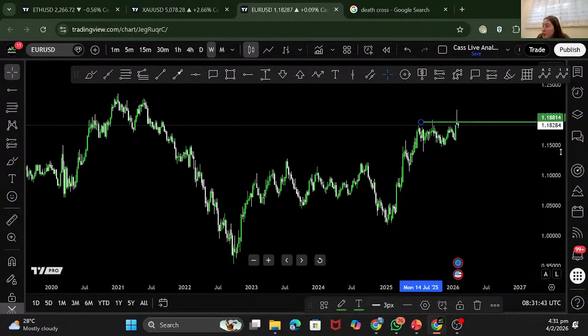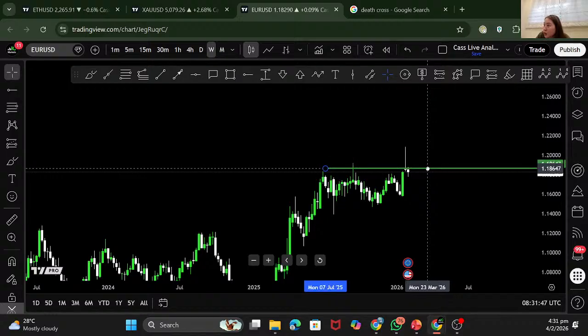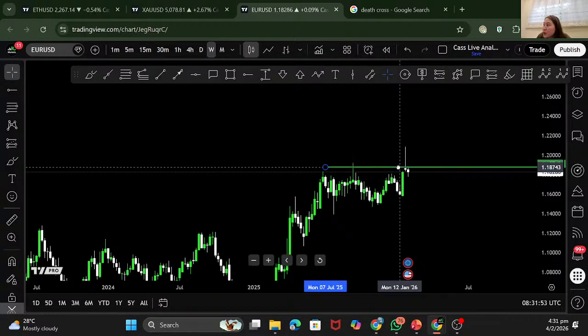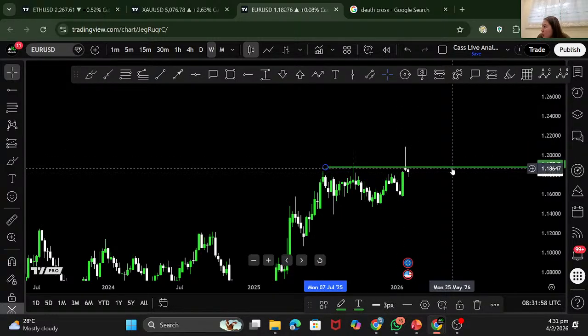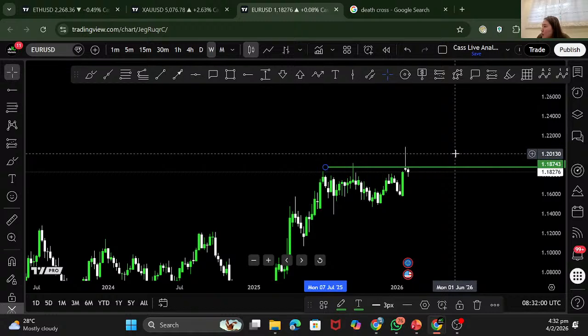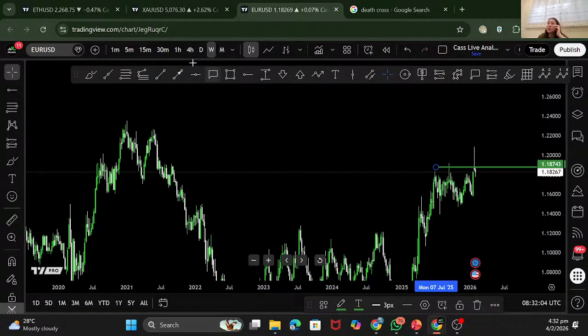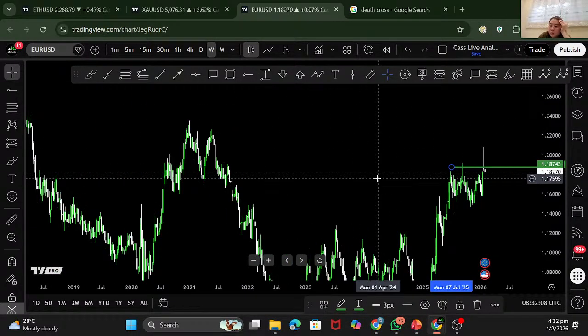Okay, you can see price wicking. No, it wicks for sure. It wicks and goes above this area, but the body cannot close above it. So it's just been having a hard time breaking this, I would say 1.2 area. Is it going to break today? Let's find out.